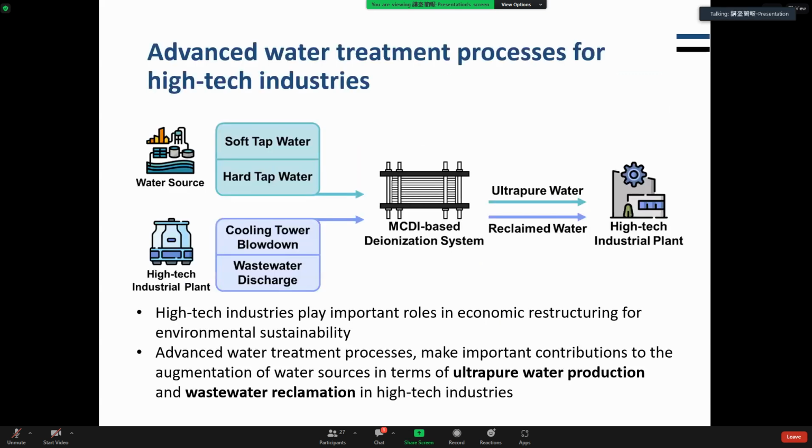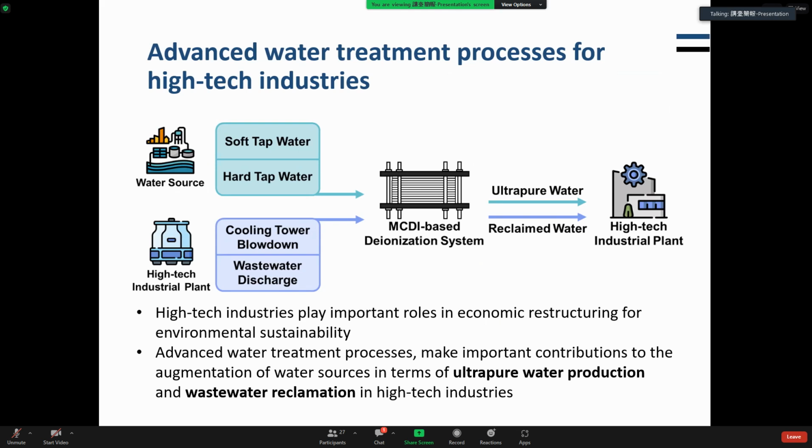Okay, so we studied the use of the MCDI for high-tech industries, which you may be aware is a key industry in Taiwan. Since they face restrictions on their water use, they have to figure out how to get their water and how to optimize their water usage. So we propose that the MCDI can be used either for production of ultra pure water, as well as for reclaiming wastewater on their site.